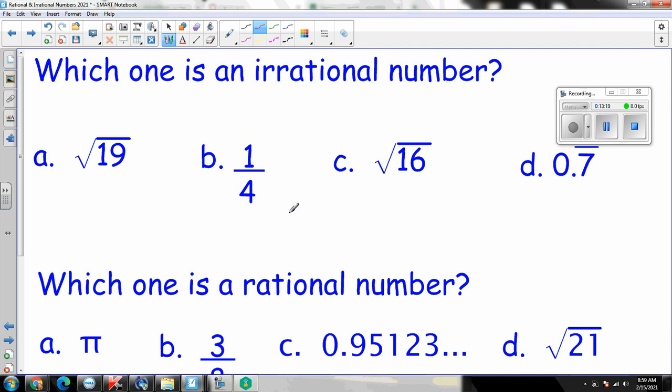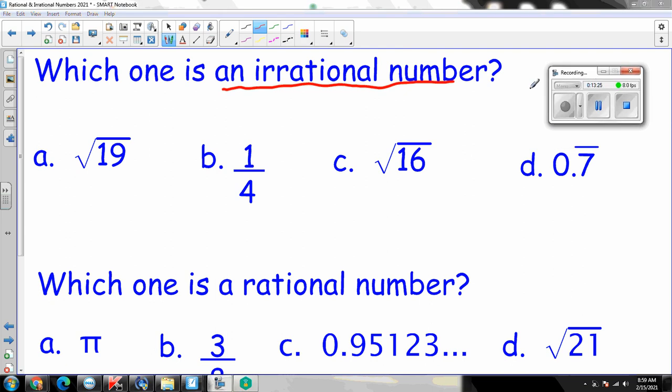Okay, look at our next question. Question is, which one is an irrational number? On your paper, write A, B, C, or D. Which one is irrational?